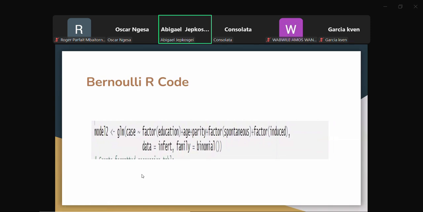Maybe I can jump in because I'm also part of group one. When modeling Bernoulli in R, the response variable is binary: yes, no. We're interested in the probability of success. But in binomial, it is not binary. It is the number of successes. If we look at the model in the binomial distribution, maybe you can go to the binomial model, Consolata.